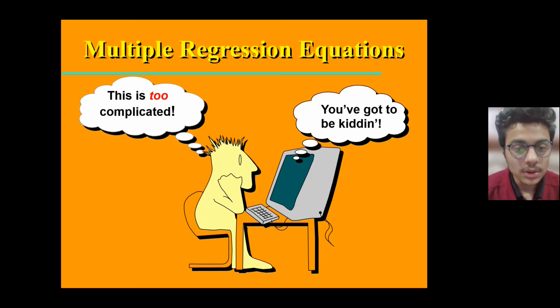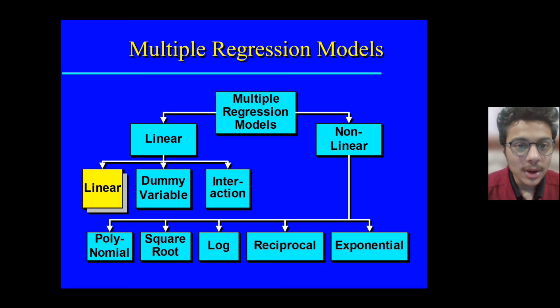Multiple regression equation. There's an image of somebody thinking this is too complicated: you have got to be kidding. The computer is trying to communicate with the person, saying that it is not as difficult as you think it is. In the multiple regression model, we are going to study linear first.